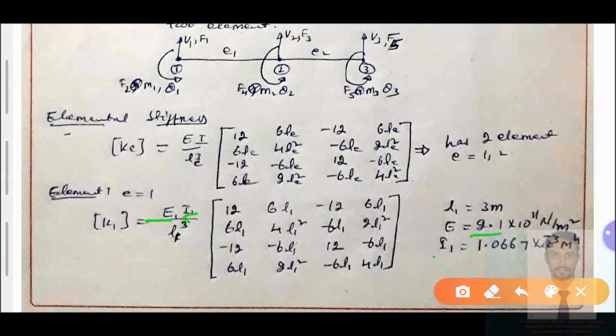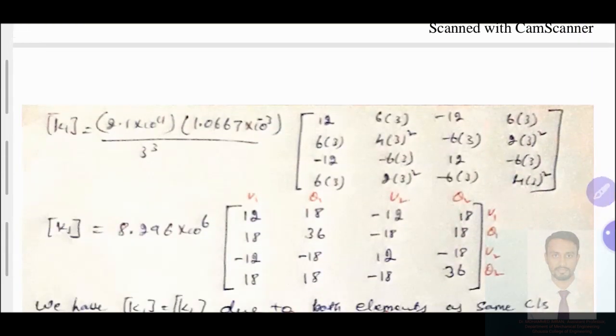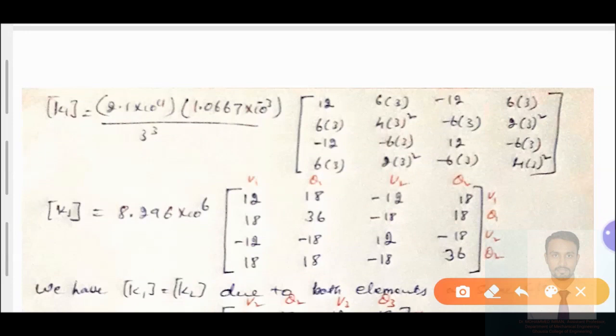Moment of inertia I1 is equal to 1.0667 × 10^-3 meter to the power 4. Similarly, we have the length of the element as 3 meters. Substitute all the values of L1 in the matrix and rearrange it, and we will get the elemental stiffness matrix for element number 1. I have substituted all the values in the K1 matrix of element number 1 for the given beam element. Then I will resolve this matrix.